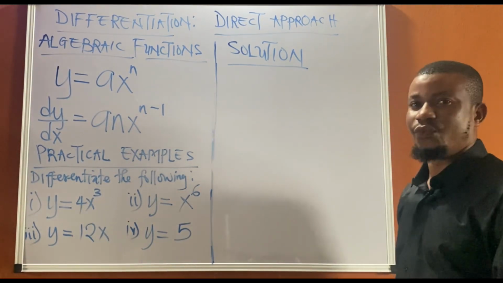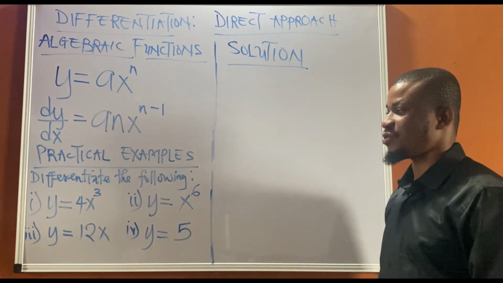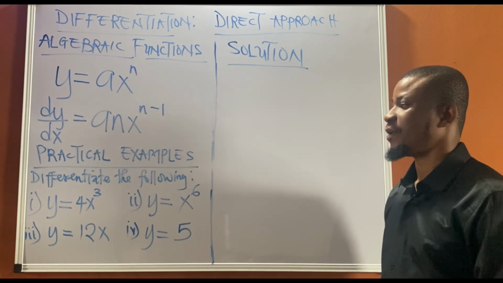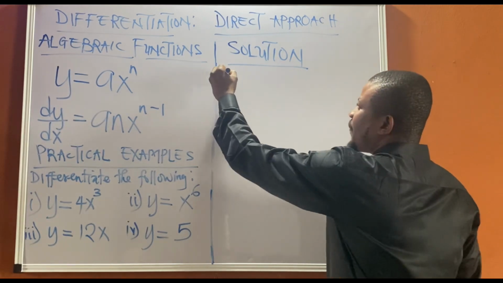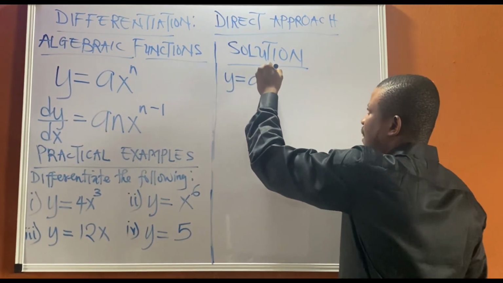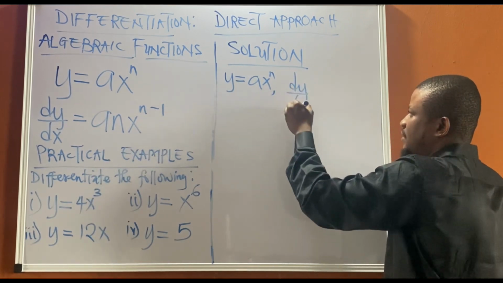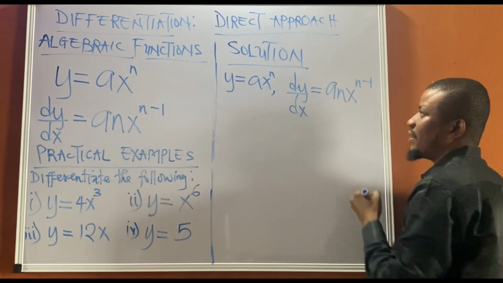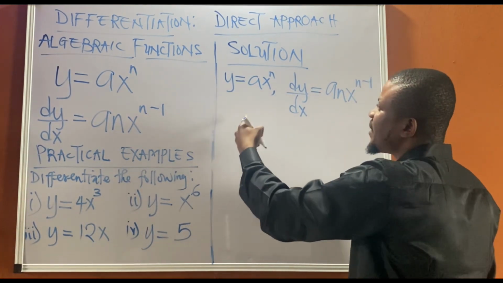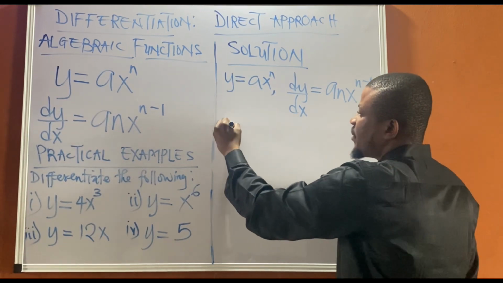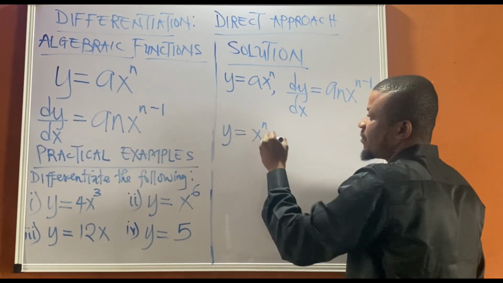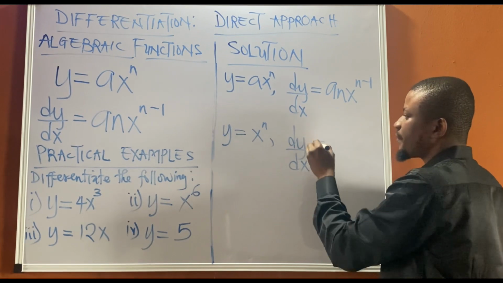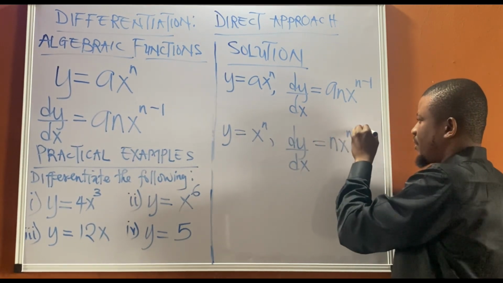With these examples, we can see the various forms of algebraic functions, how these algebraic functions can appear, and how their differentiations will look like. In summary, if you have y equal to axn, dy dx is simply an xn minus 1. If you should have a case where a is 1, I mean y equal to x raised to the power n, a in this case is 1, dy dx will simply be n xn minus 1.